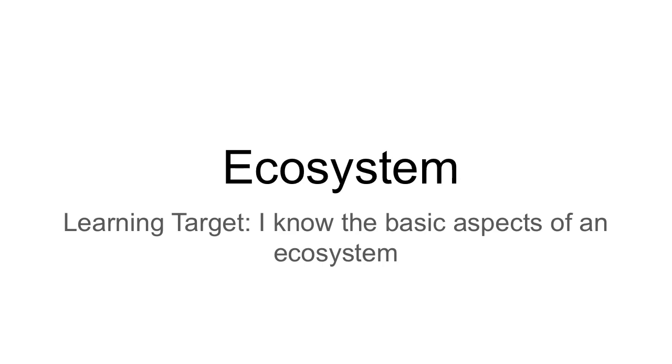So this first lesson is going to be about ecosystems, and the learning target is to know the basic aspects of an ecosystem. Things like the abiotic factors, the biotic factors, the niche, the habitat, competitive exclusion, and how all of these relate to one another in an ecosystem.